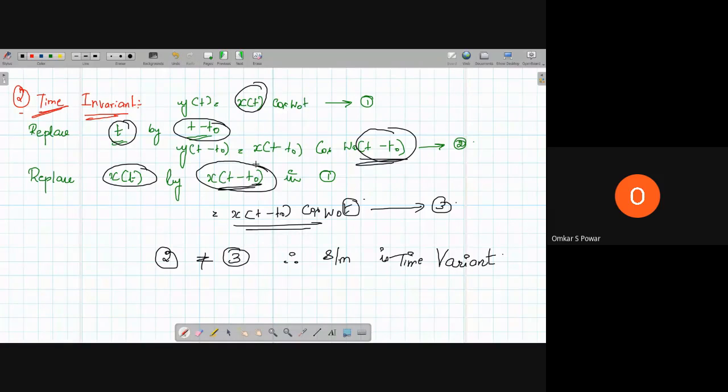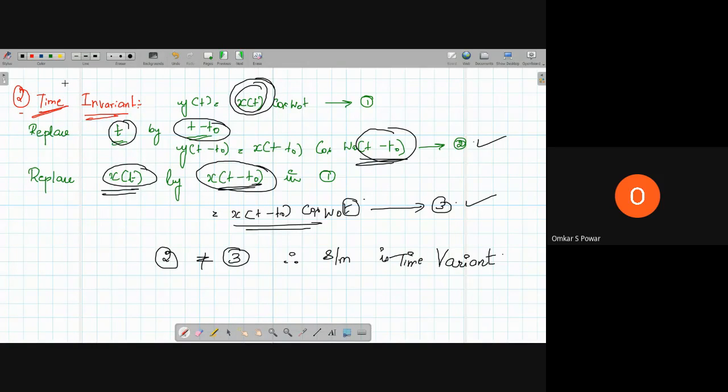So what I have done here: first write the given equation and name it as 1. Then the second step is replace this t by t minus t naught. So y of t minus t naught is equal to x of t minus t naught into cos omega naught of t minus t naught. Then replace x of t by x of t minus t naught in 1. So I have replaced that in here, and I have got the equation. Then verify whether 2 and 3 are equal. If it is not equal, it is time variant. If they are equal, then it is time invariant.